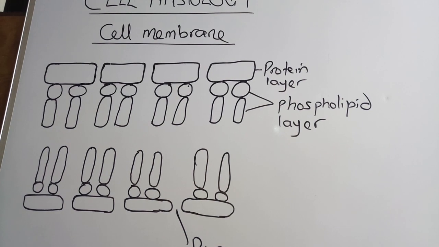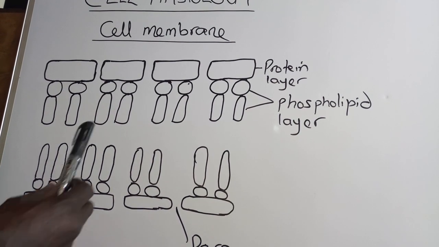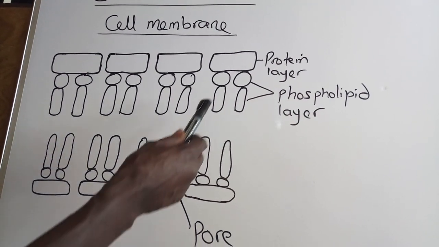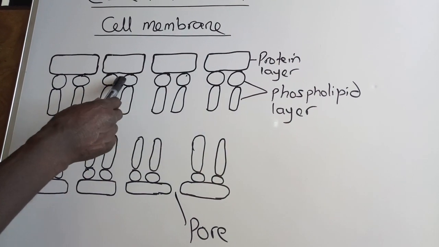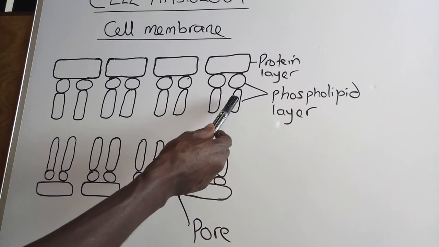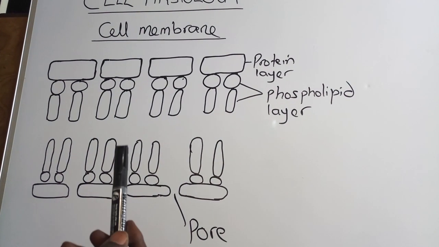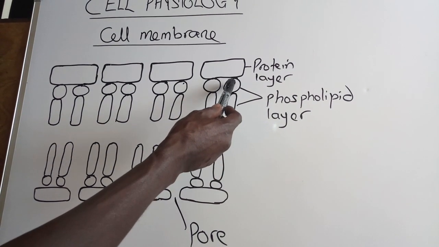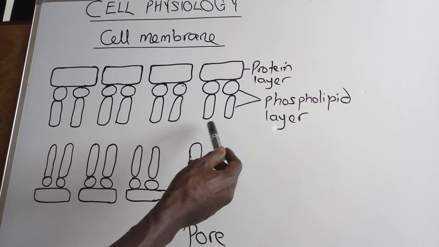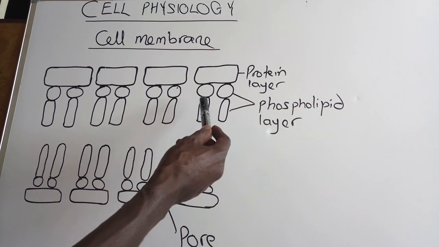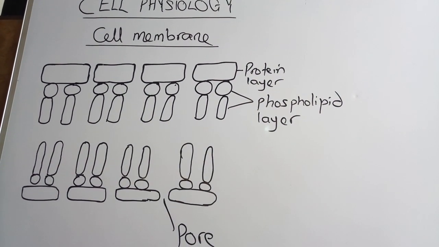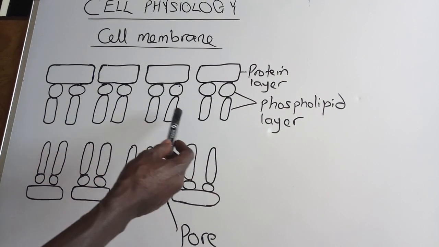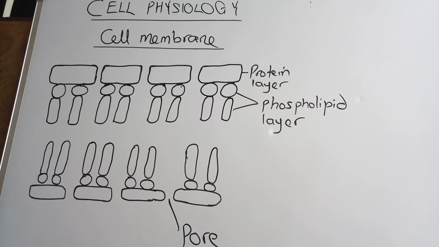Both upper and lower layers are made up of protein molecules, or protein layer. They have phosphate molecules, which are circular structures, and then lipid layers. The two of them, phosphate molecule and lipid molecule, are joined together to form what we call the phospholipid layer. Phosphor from phosphate, lipid, the fatty layer. So a cell membrane has a protein layer and a phospholipid layer.